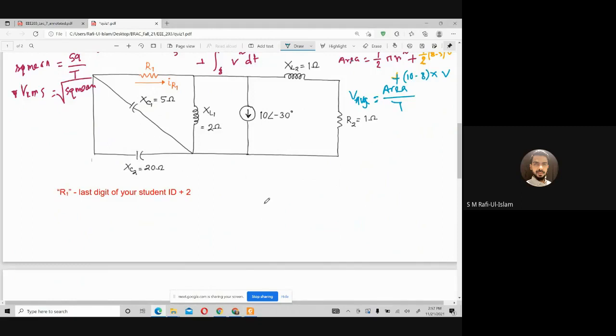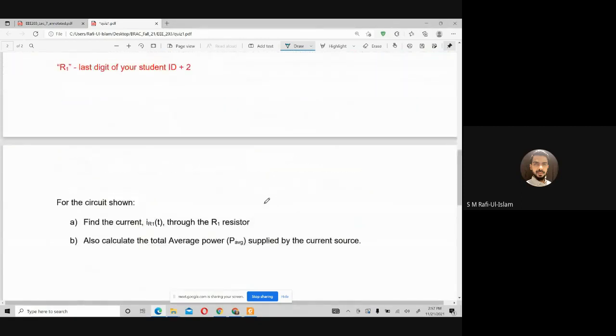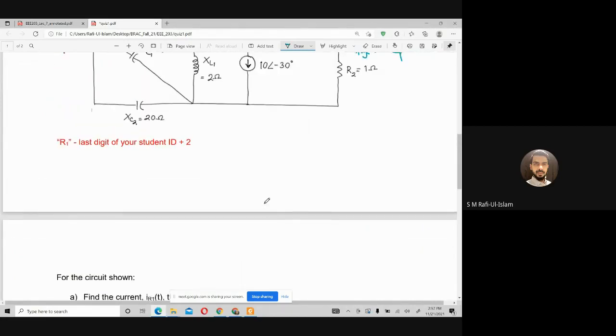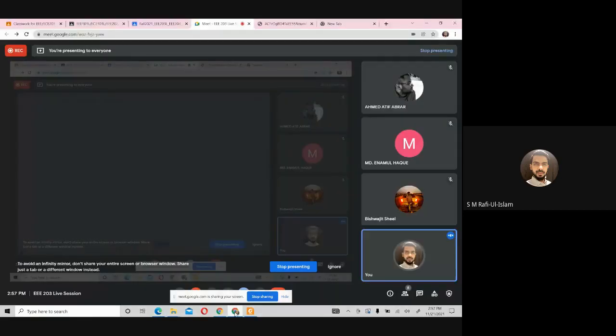The second one, I believe, was quite easy. You need to find some current through the resistor, as well as the average power. But one of the students told me he thought this is a voltage source. Did you think this is a voltage source? It's nothing but a current source, right?